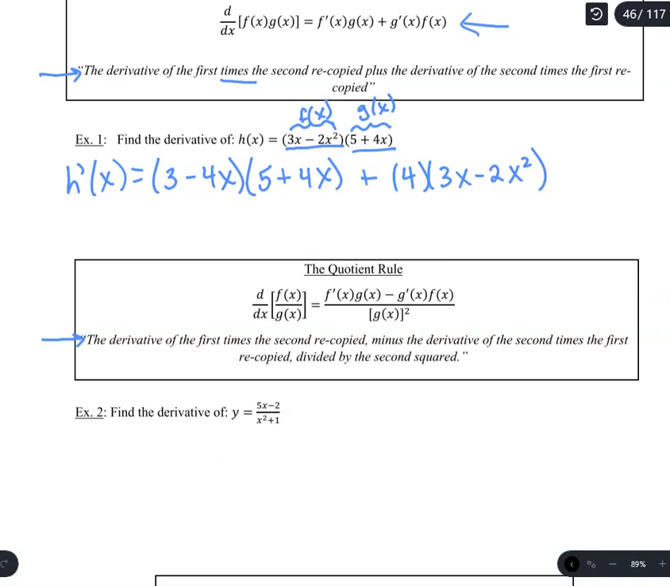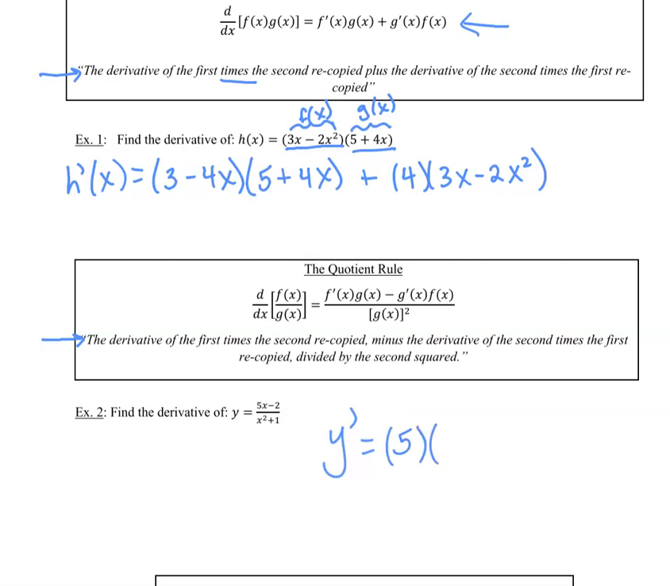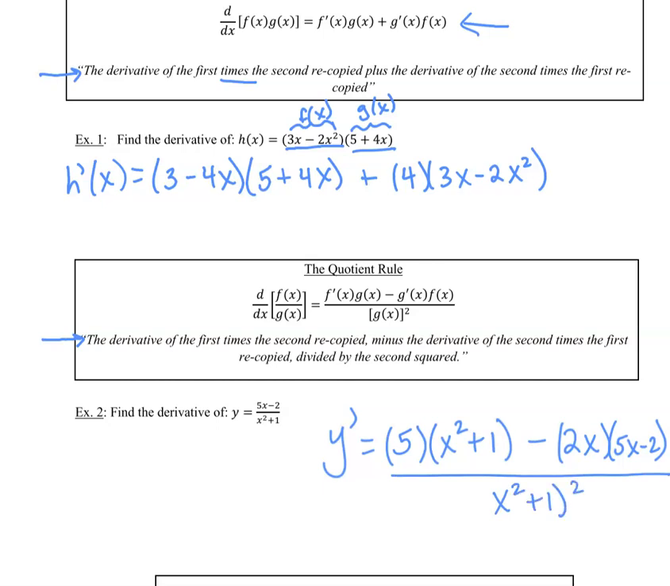We've got the first, if you want to call it that, is the 5x minus 2, and the second is x squared plus 1. So according to the quotient rule, my derivative is going to look like this. The derivative of the first, which is 5, times the second recopied, minus the derivative of the second, which will be 2x, times the first recopied, all over the second function squared. And that's it. That's your quotient rule.